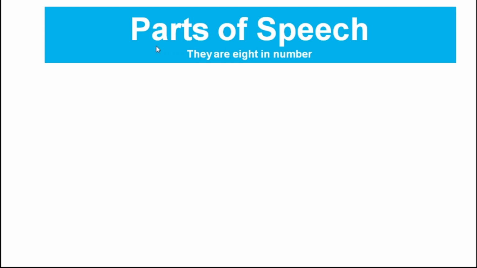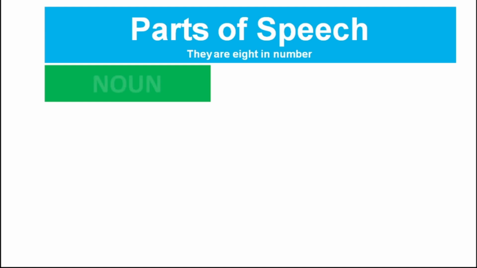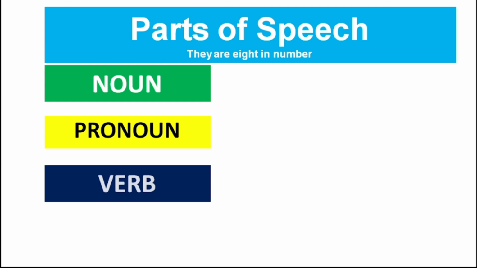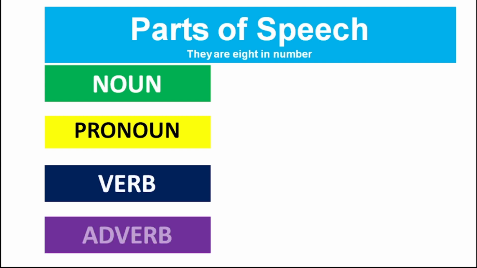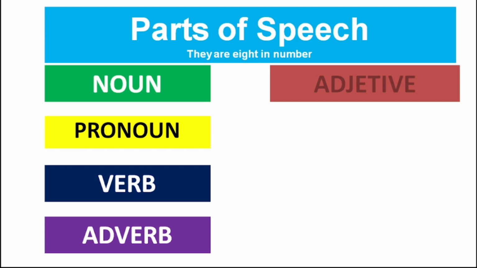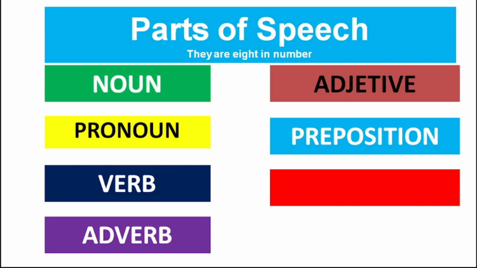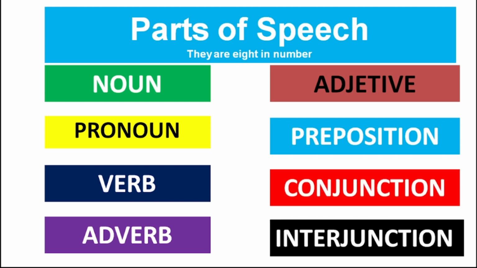Generally the parts of speech are 8 in number. Somewhere they are mentioned as 9 or 10, but in a uniform structure, they are 8 in number. The first one is noun, in sequence pronoun second, the next one is verb, the next one is adverb, followed by adjective, then a preposition, then conjunction, and the final one is interjection.